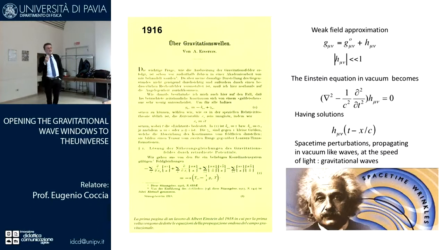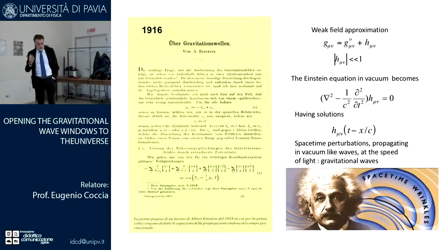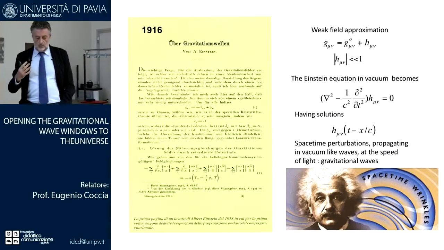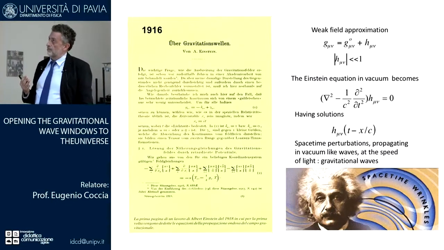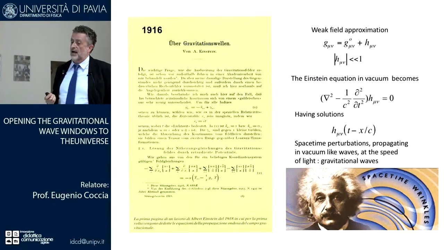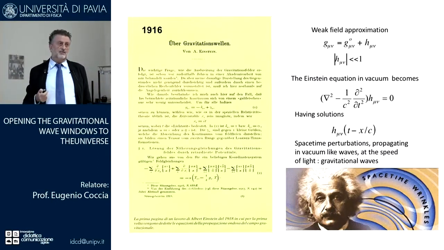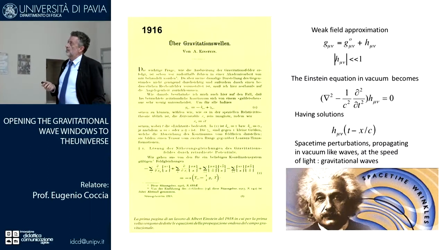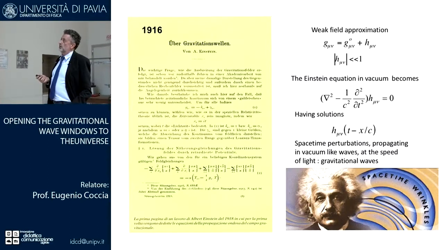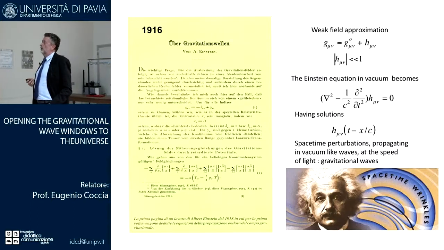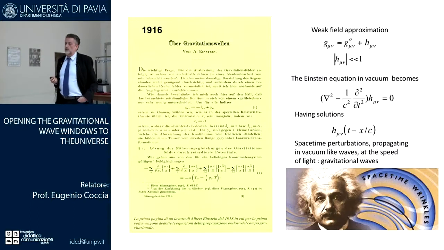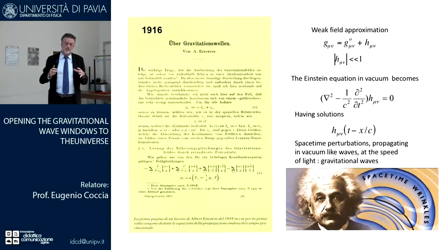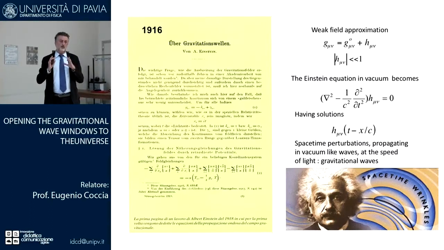So this is the revolutionary way of Einstein to see gravity. And the year after his general relativity theory, he solved his equation with a simple approximation, which is called the weak field approximation, in which he imagined the space-time to be almost flat.